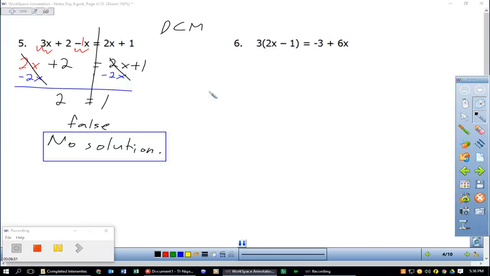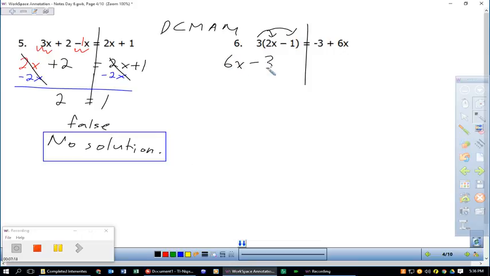All right, number 6, distribute. Actually, we finished with that one, so I'll go ahead and finish the steps here. Distribute. We can do that on number 6. Distribute the 3. We will get 3x, no, that's 6x. 6x minus 3 equals negative 3 plus 6x.